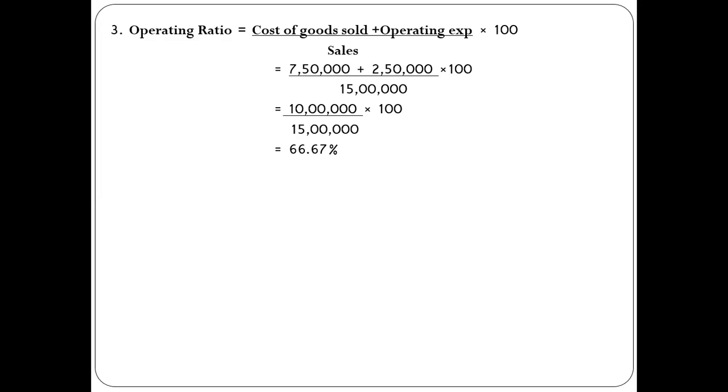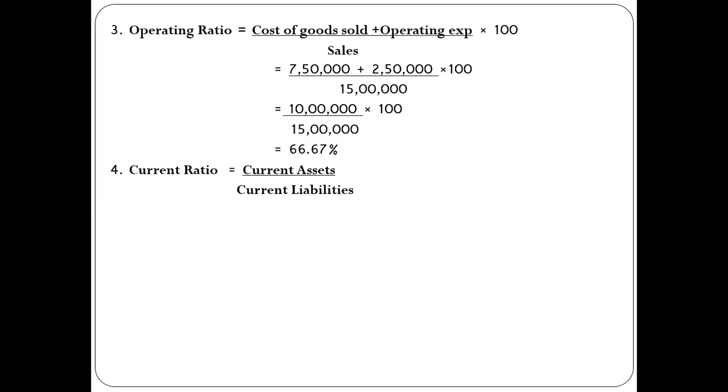And we will get the answer 66.67%. So here we can say that from the income of sales, we are spending 66.67% on operating expense, meaning we are incurring operating expense of 66.67% of sales. Okay.